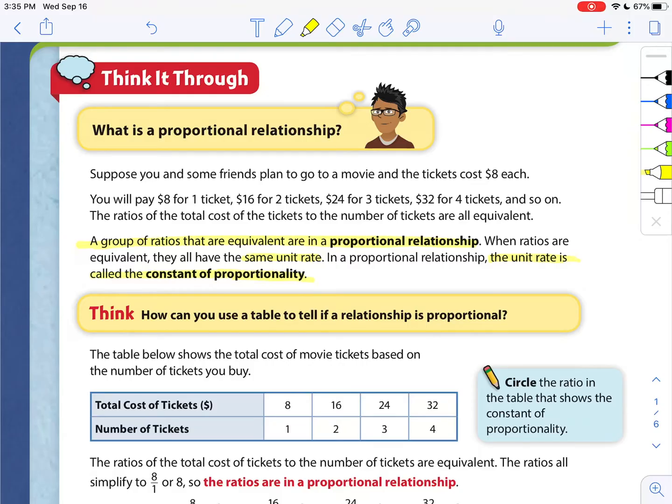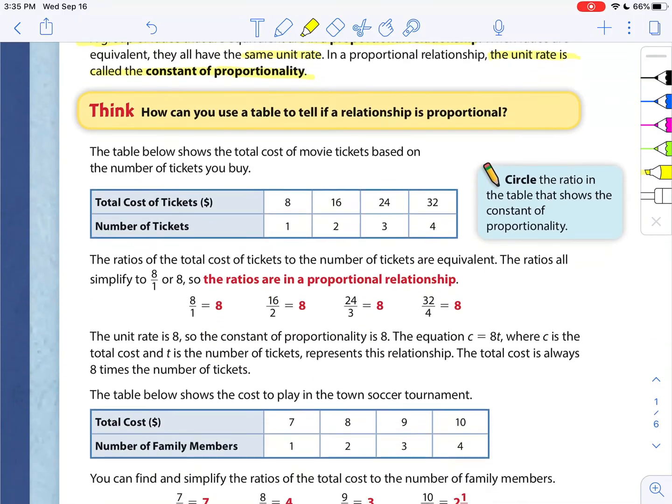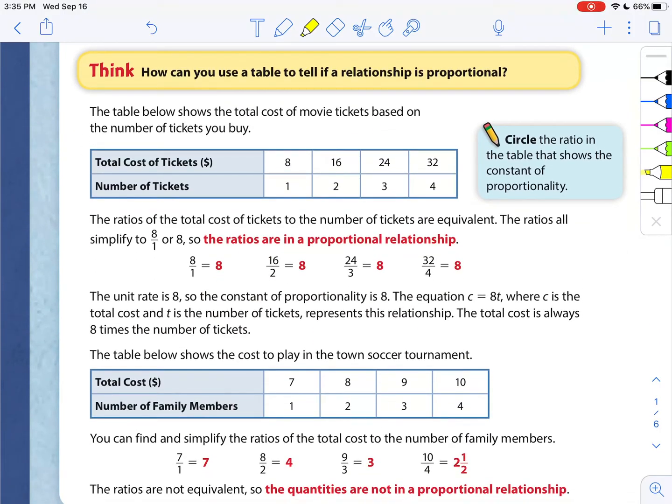So let's think. How can you use a table to tell if a relationship is proportional? We're going to take that same example and look at it in terms of a table. The table below shows the cost of a movie ticket based off the number of tickets bought. For example, if you buy one ticket, it costs $8. If you buy two tickets, it costs $16. Three tickets, $24. Four tickets, $32, and so on.